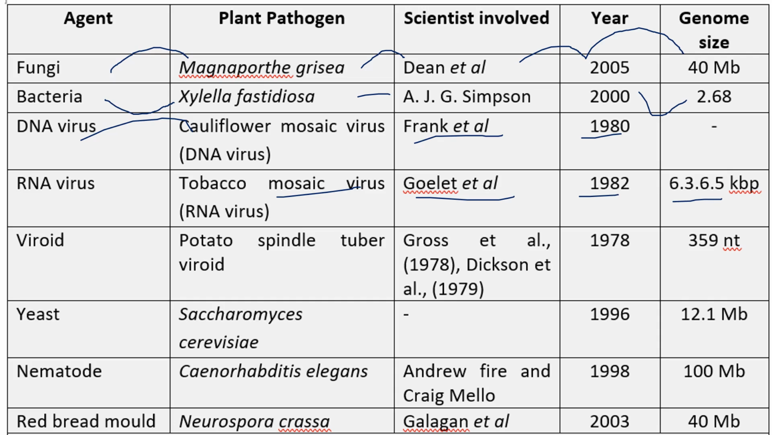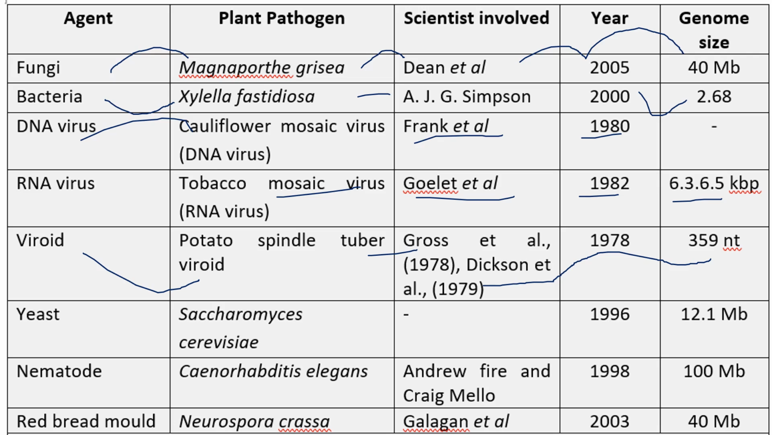The next one is viroid. The first viroid to be completely genome sequenced is potato spindle tuber viroid, sequenced by Gross 1978, Dixon 1977, 79. Generally this potato spindle tuber viroid contains 359 nucleotides.